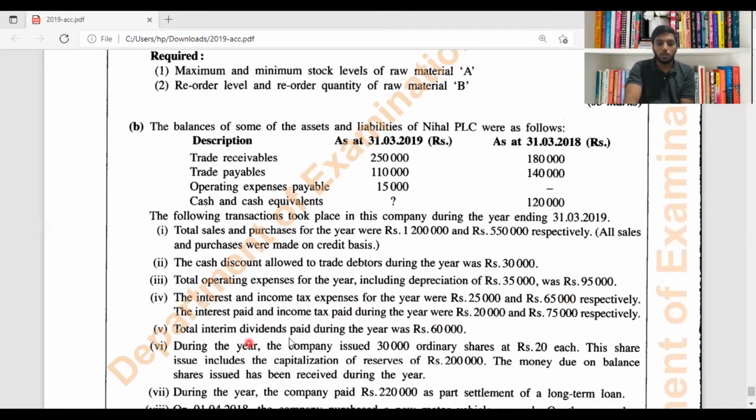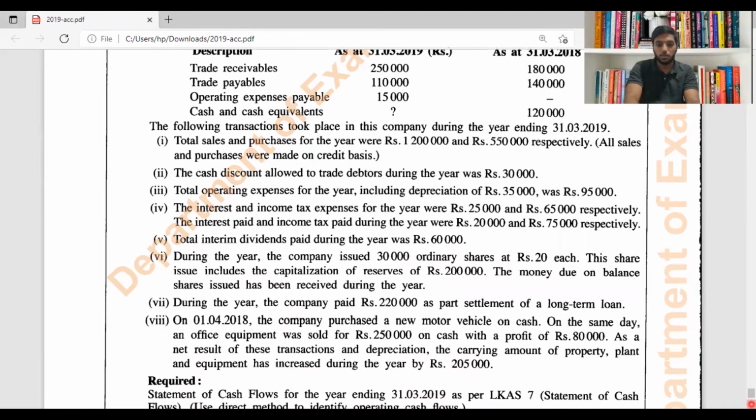Then we have total interim dividends paid of 53,000. During the year, the company issued 30,000 ordinary shares at 20 each. The share issue includes capitalization of reserves. So finally, we need to find out how much issue they have made. In that, you need to deduct the capitalization as we did on the previous sum. The money due on the balance share issue has been received during the year. During the year, the company paid 220,000 in settlement of a long-term loan. So they have paid a long-term loan amount also.